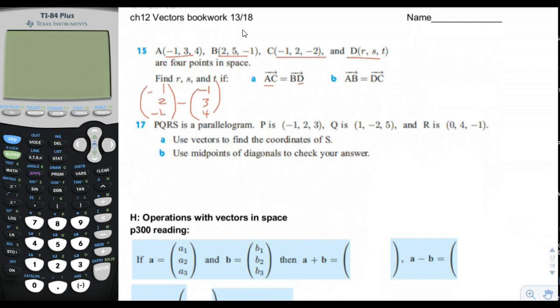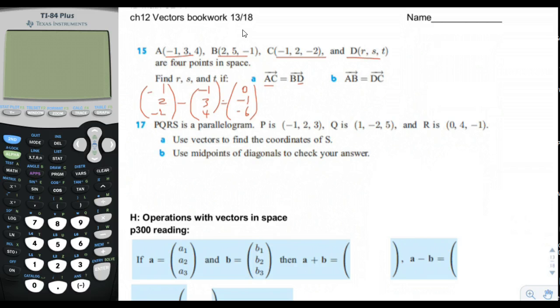So what would that be equal to? That would be position vector AC. So it would be -1 plus 1, which is 0. It would be 2 minus 3, which is -1, and -2 minus 4, which is -6. So that would be AC.